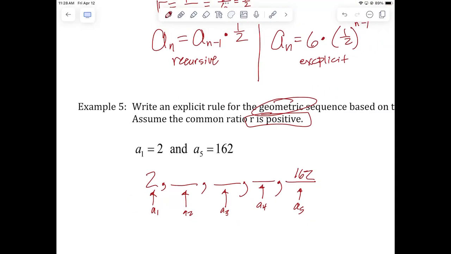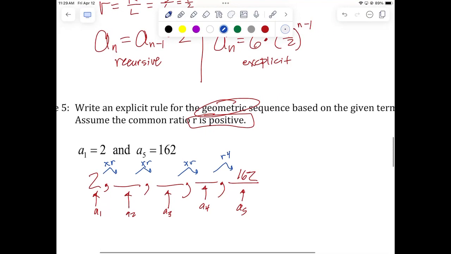Okay. I noticed some missing terms, didn't you? Can we figure out the common ratio if we have missing terms? Yes. How? Let's see. I would have to multiply by r once. I would have to multiply by r twice to get that one. I would have to multiply by r a third time. And I'd have to multiply by r a fourth time.